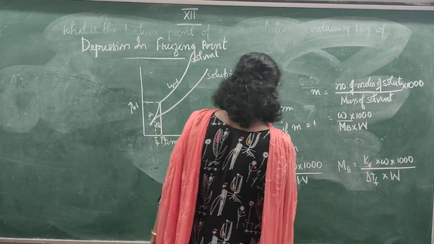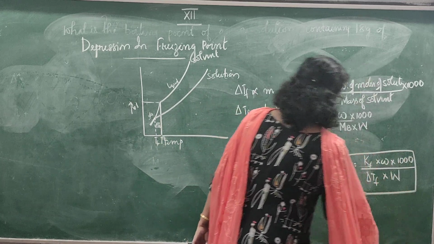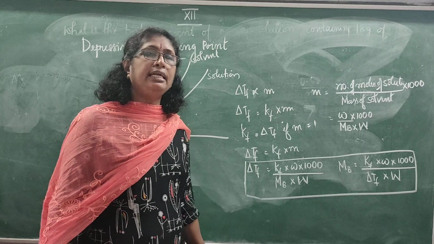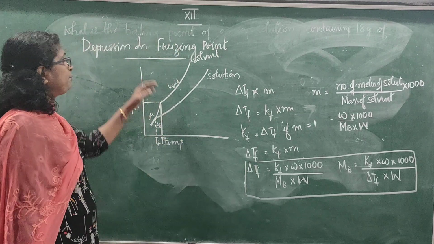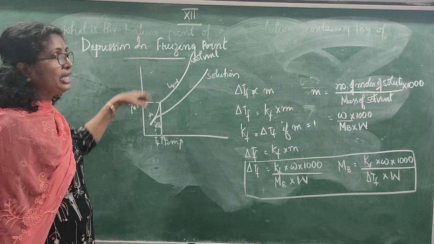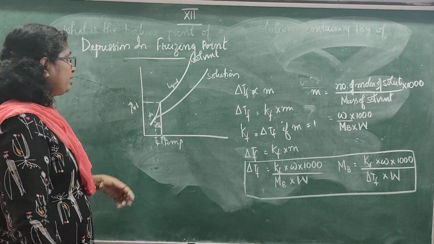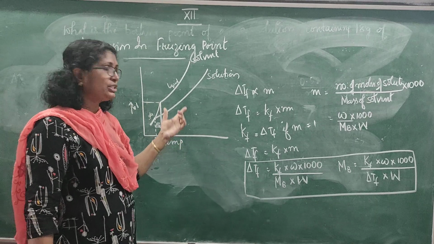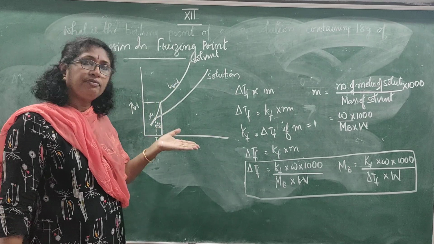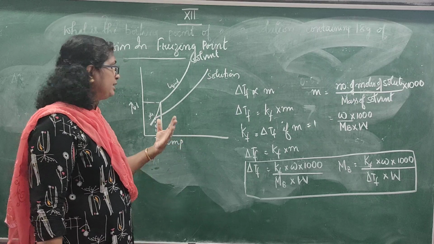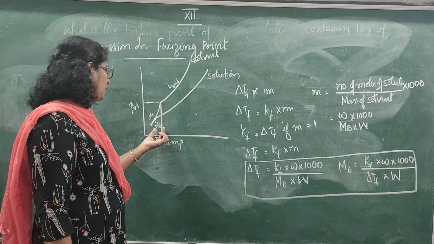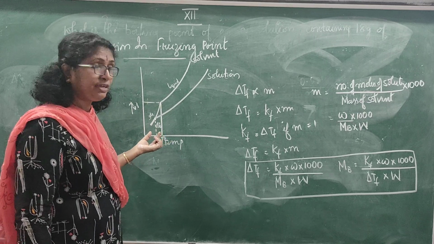So this is delta Tf, the depression in freezing point. Freezing point is the temperature at which the solid and liquid state coexist. So at that point the vapor pressure of the liquid and solid phase will be the same. So when vapor pressure decreases, the freezing point also will decrease. The decrease in freezing point is called the depression in freezing point.